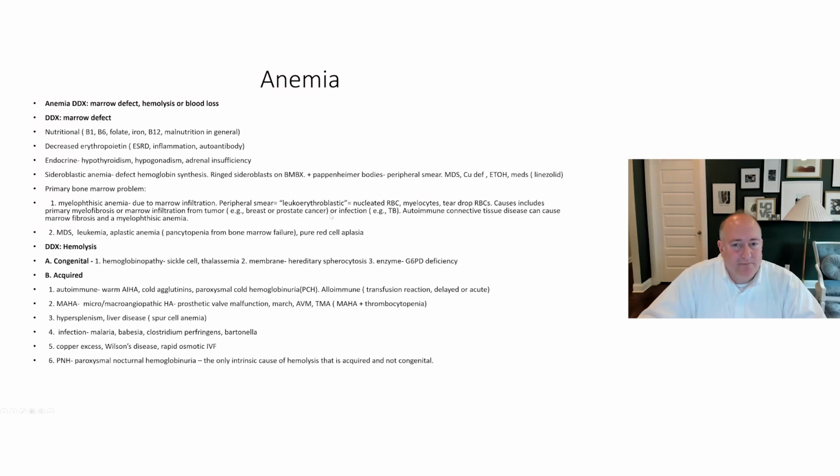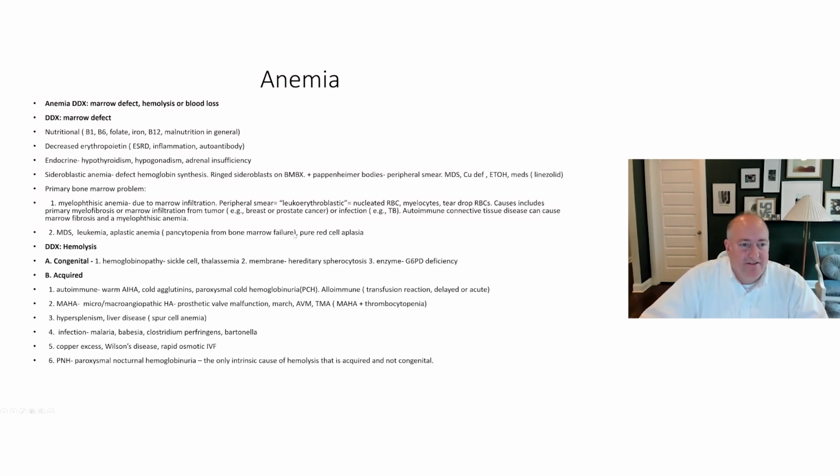Also, then we talked about MDS and leukemia. Aplastic anemia obviously can cause anemia. That's a misnomer because it affects all three lines. And then something called a pure red cell aplasia, which can be autoimmune. Parvovirus can do that too. It can infect just the RBC precursors. So that would be an infectious cause of pure red cell aplasia. So that's marrow defect. We talked just blood loss.